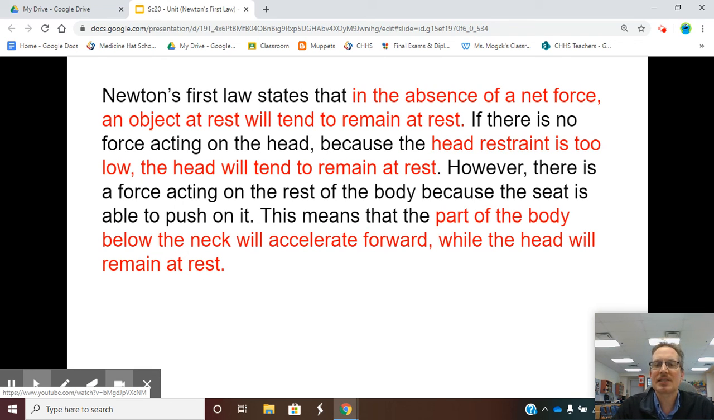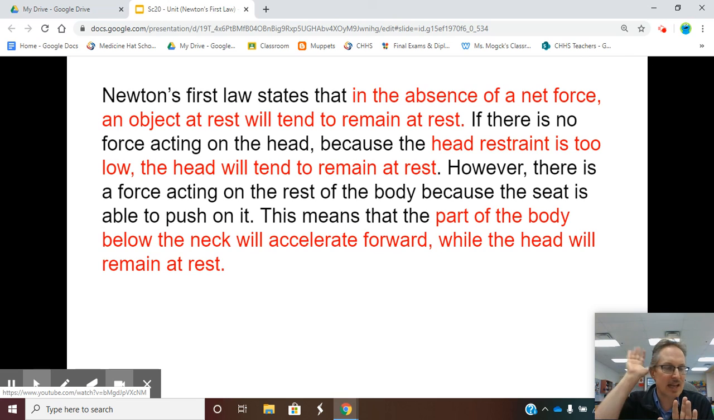Newton's first law states that in the absence of a net force, an object at rest will tend to remain at rest. If there is no force acting on the head, because the head restraint is too low, the head will tend to remain at rest. However, there is a force acting on the rest of the body because the seat is able to push on it. So when the seat pushes on the body, the body moves with that.